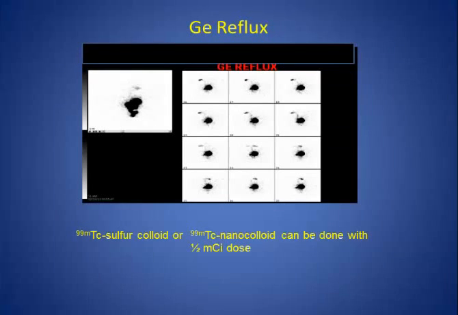We gave a half dose. You can use nanocolloid or sulfur colloid. Sulfur colloid is preferable for aspiration. As you see, with the new equipment the sensitivity is very high. Actually, sometimes it's better, you don't see the steroid effect.